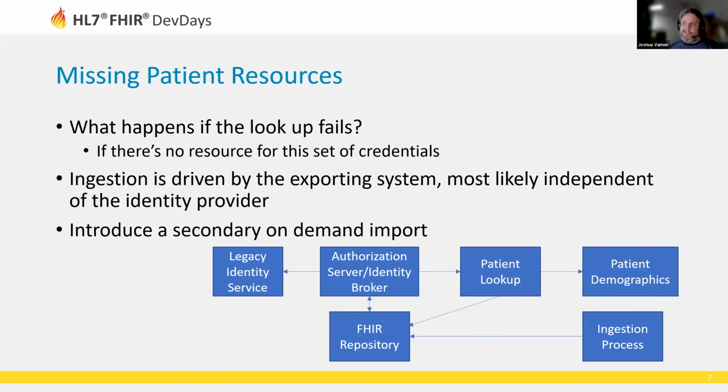But what that means is we need to introduce a secondary import workflow. We have the main ingestion process that's going to bring over the majority of our data, but now we need something that lets the patient look up on failure. It needs to reach out, get demographics so it can create a patient resource, put it in the repository, and then let the authentication finish. Luckily, this only needs to happen one time, on basically their first login. From that point on, that patient resource will be staged for them.